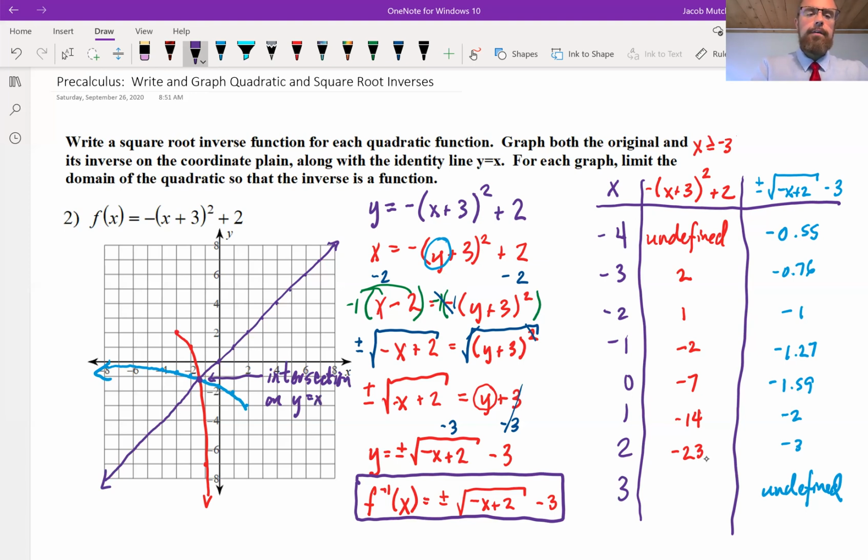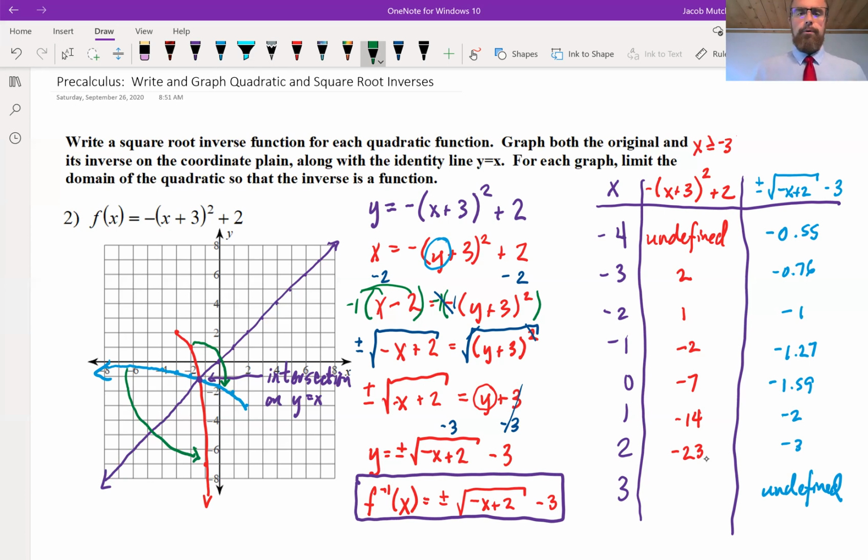The other key feature, recall, is the reflection of the function across the identity line should land exactly on the inverse. And I see that if I folded that red one across the purple line, it would land directly on the blue inverse. Similarly, if I folded the blue inverse over the identity, it would land back on the original. And that completes our tasks here.